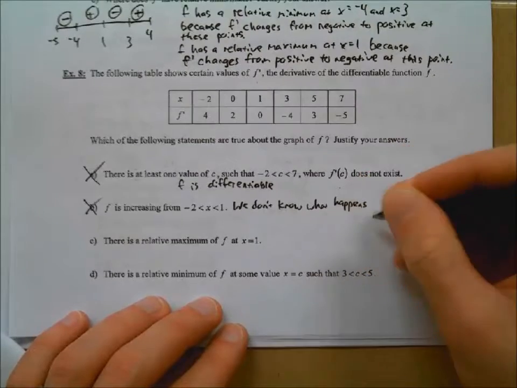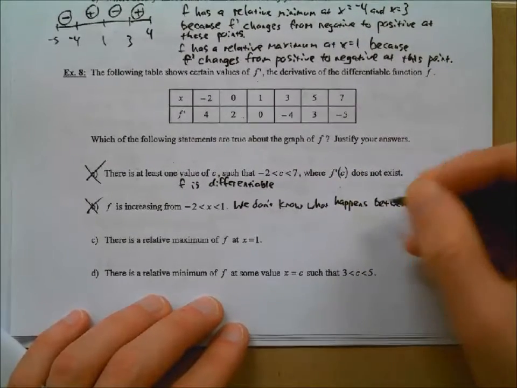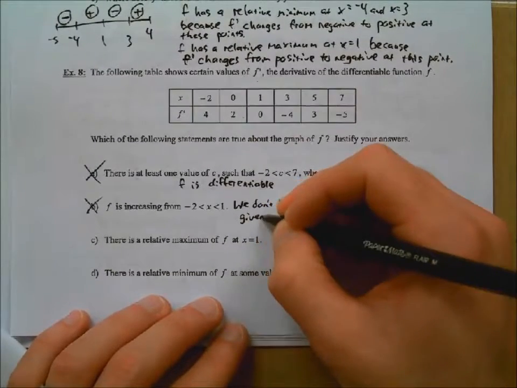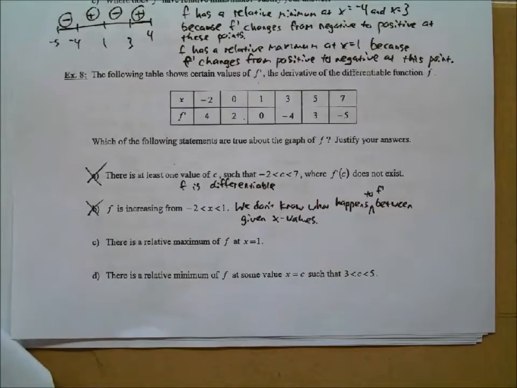Or we don't know the behavior between the given x values. Okay? How about letter C? There is a relative maximum of f at x equals 1. True or false?